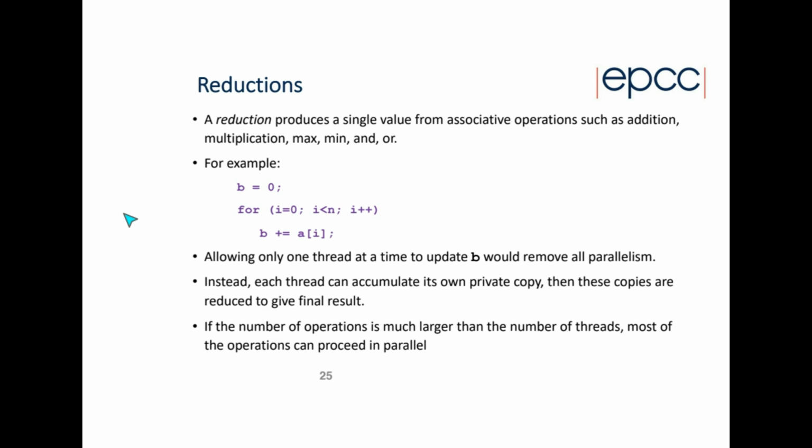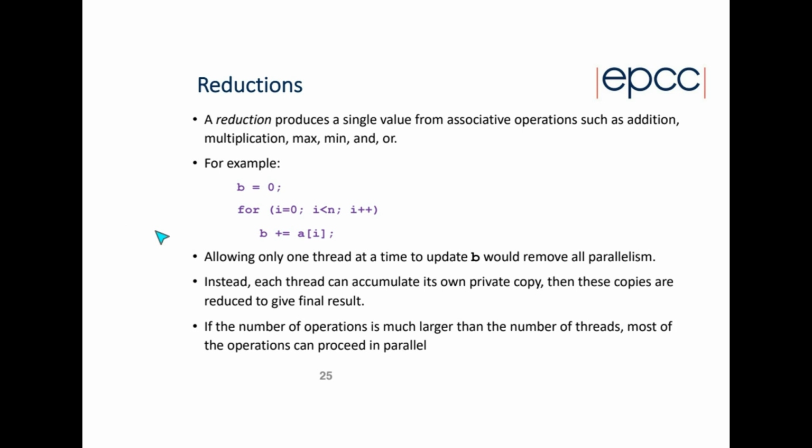So that doesn't help us either. So what can we do instead? Well, the answer is fairly straightforward, really. What we can do is get each thread to accumulate its own private copy. Each thread executes a subset of iterations and accumulates a partial sum of B in its own private variable, and then we add those copies together at the end to give the result.